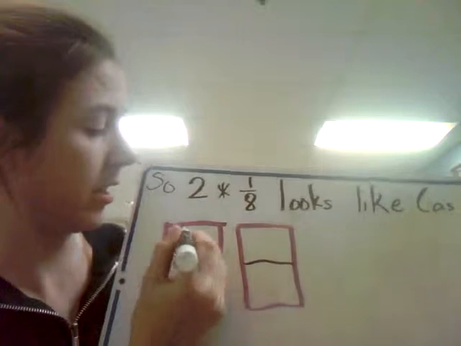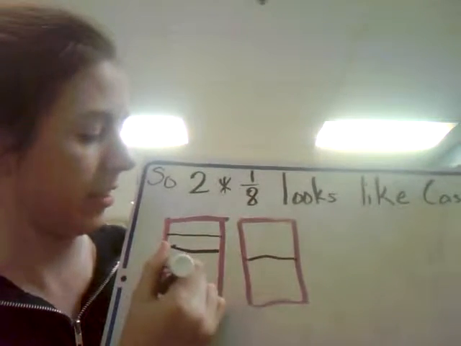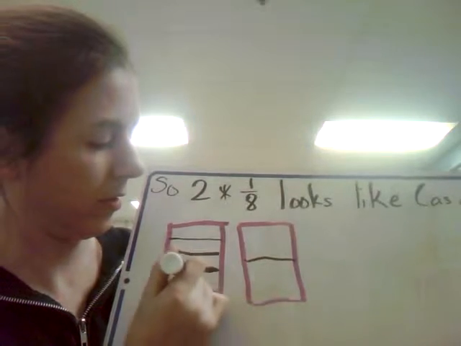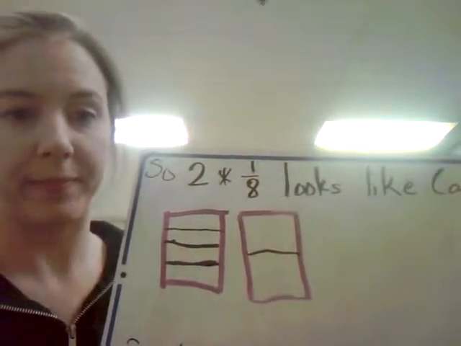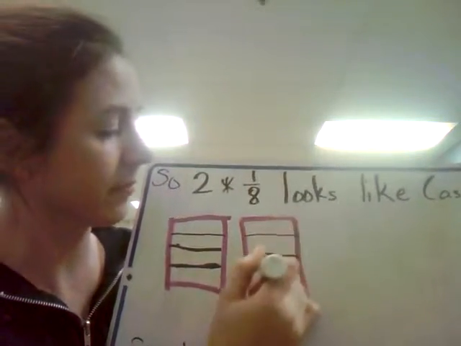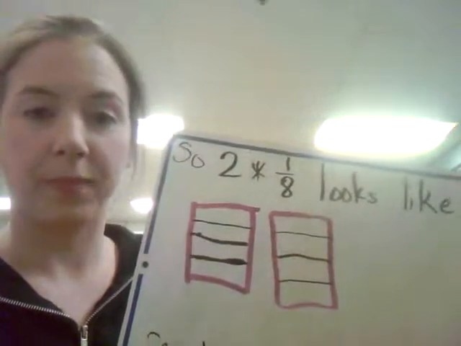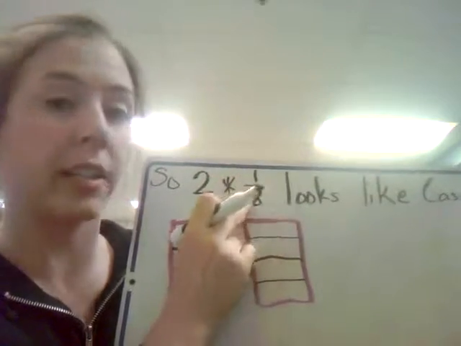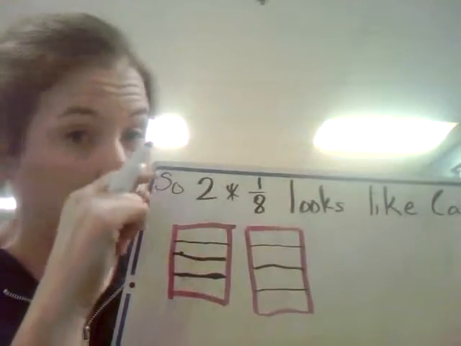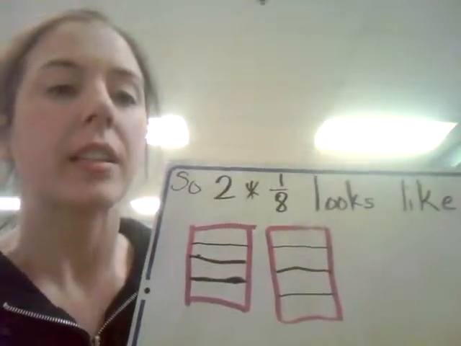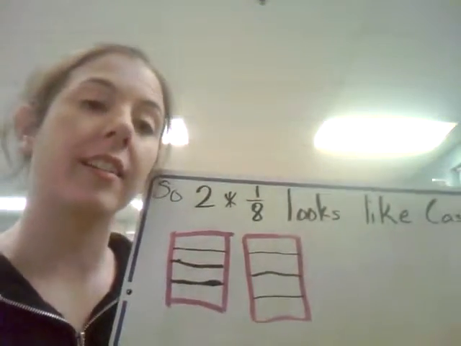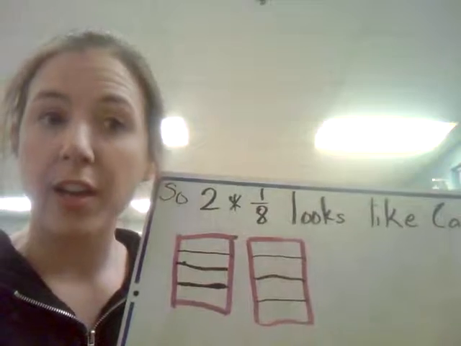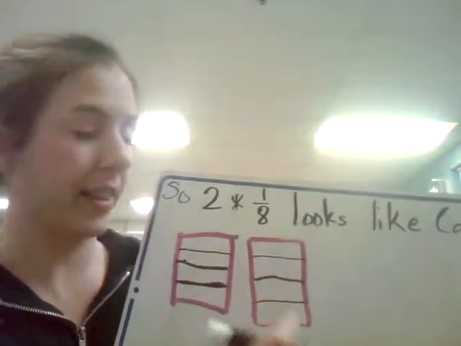If you cut each one of these halves in half, so in other words, half of a half, gives you fourths. See that? Now we're not there yet because we're not supposed to have fourths. We're supposed to have eighths because this denominator is an 8, so I need 8 pieces. Right now I only have 4 pieces.